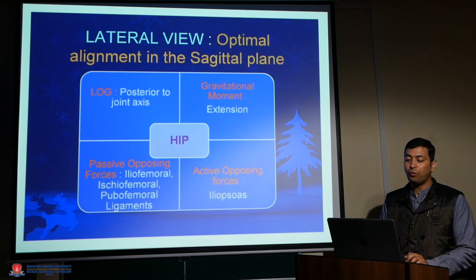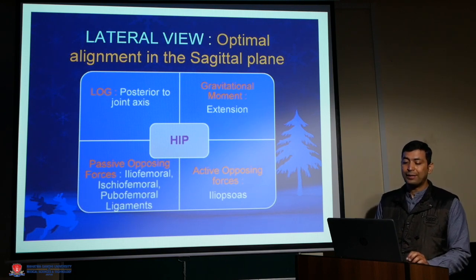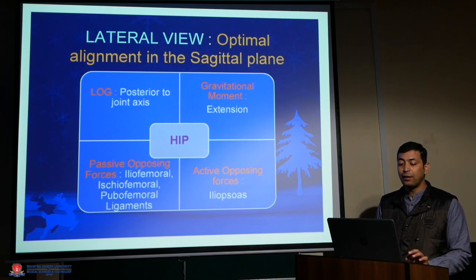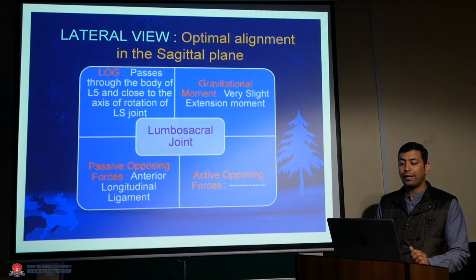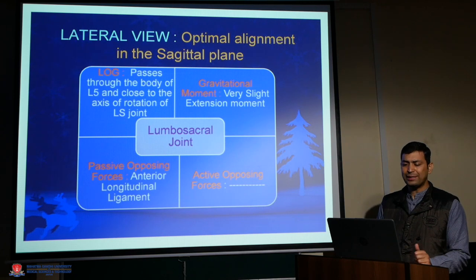Lateral view of the hip joint. The line of gravity passes posterior to the joint axis. The gravitational moment is extension, and the passive opposing force is maintained by the iliofemoral, ischiofemoral and pubofemoral ligaments. The active opposing force is through the iliopsoas. Lateral view of the lumbosacral joint. The line of gravity passes through the body of L5 and close to the axis of rotation of the lumbosacral joint. The gravitational moment is very slight in extension, and the passive opposing force is maintained by the anterior longitudinal ligament.